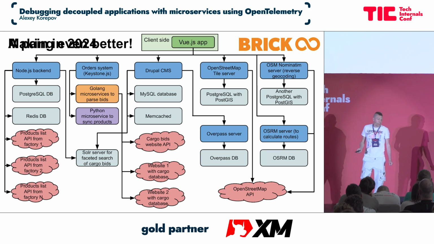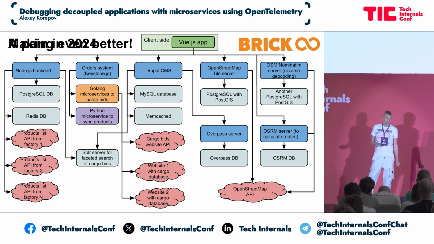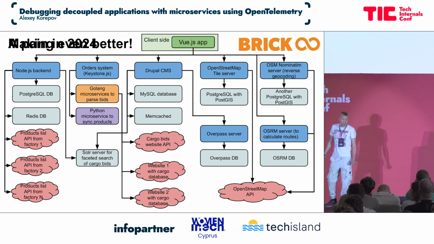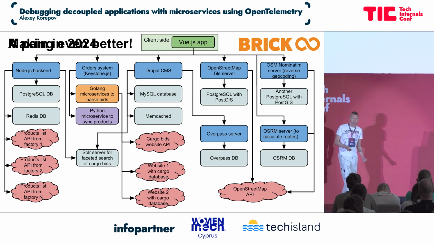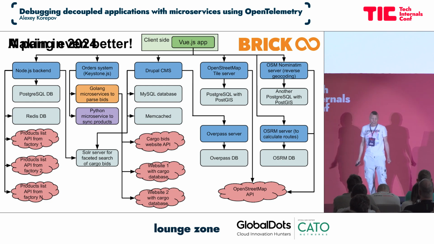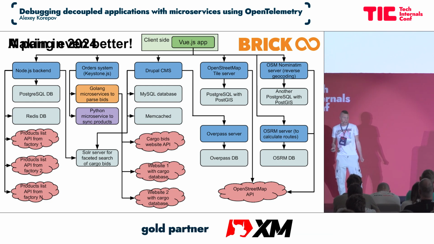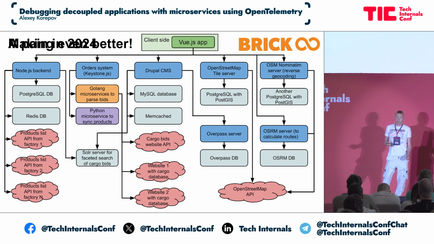Then we added the Node.js backend for the products API with one more PostgreSQL database. Then we added the Nominatim server from OpenStreetMap for reverse geocoding, which has another PostgreSQL instance with its own PostGIS plugin. Then an OSRM server to calculate routes with its own database format. Then we found partners and started to implement integration with their API.